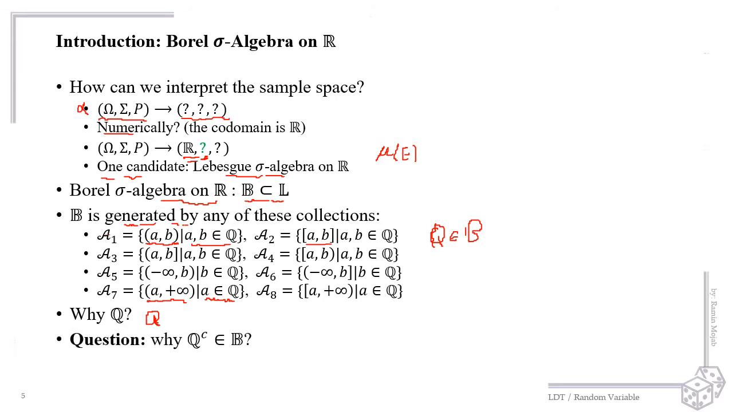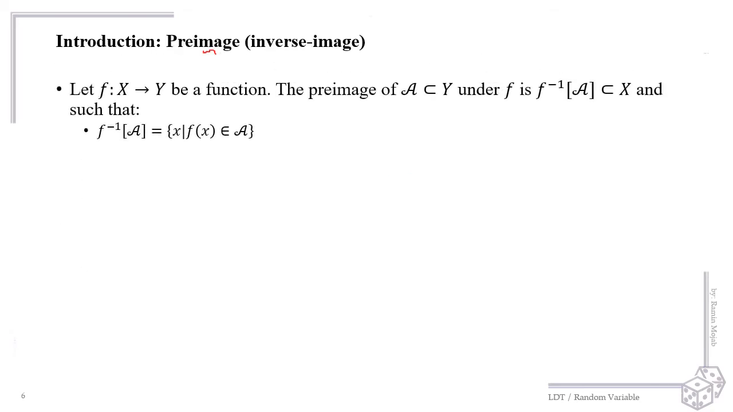And you must be familiar with the concept. Therefore, you can answer this question that, for example, why the complement of Q, or the set of irrational numbers, is also in the Borel sigma algebra. We need this concept to be able to define the random variable.